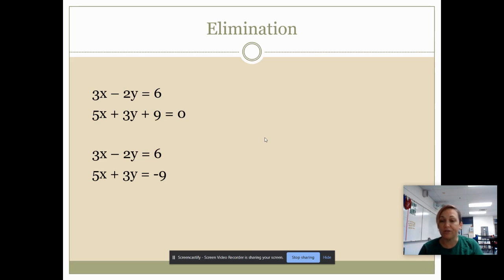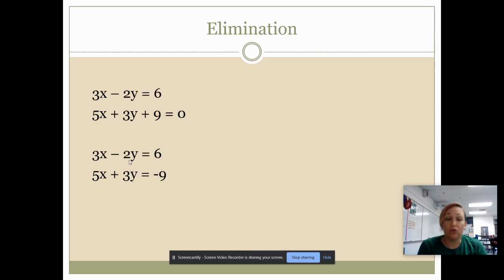Looking at my variables, there's not an easy way to make them both the same number. For my letter x's, I have a 3 and a 5. Those are both prime numbers, so I can't make a 3 into a 5, and I can't make a 5 into a 3 through multiplication. Same thing with my y's. I've got a 2 and a 3, which are both prime, and so I can't turn a 2 into a 3 or a 3 into a 2. And so when you can't change one into the other, you're going to have to multiply both equations until they both have the same number.